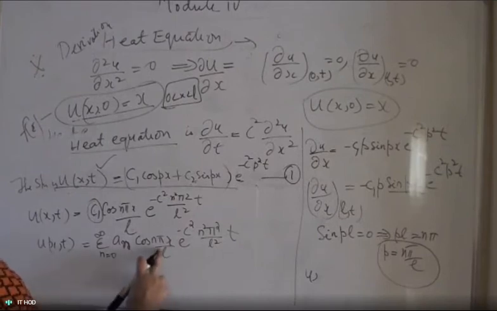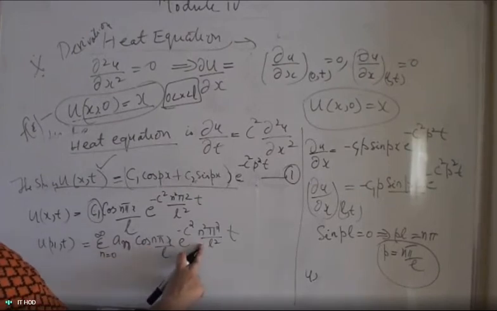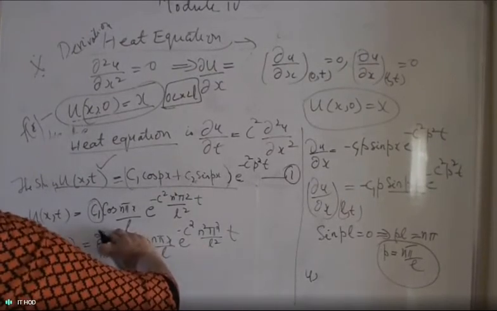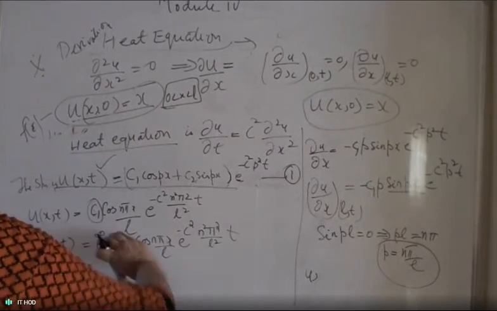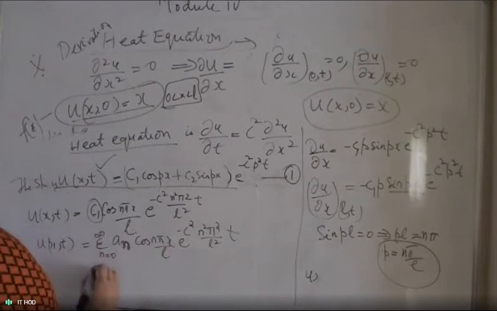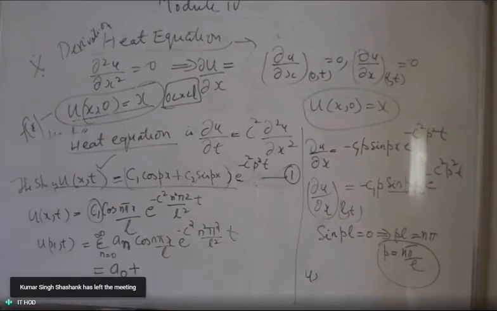N equal to 0 means this becomes 1 and this becomes 1, and the remaining part is only a naught. We are only getting a naught, so I am going to separate that. This is equal to a naught. I am taking it separately for n equal to 0. Do you understand that?